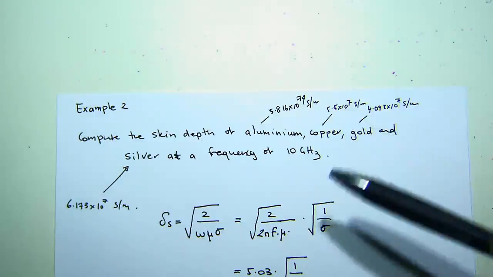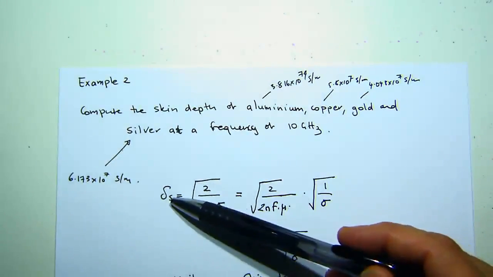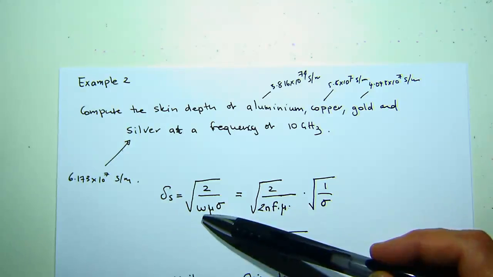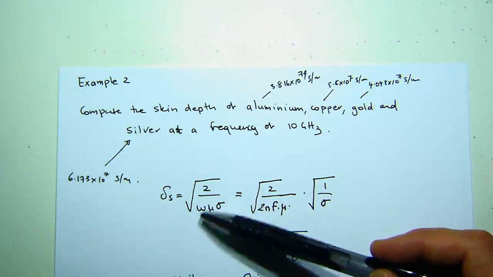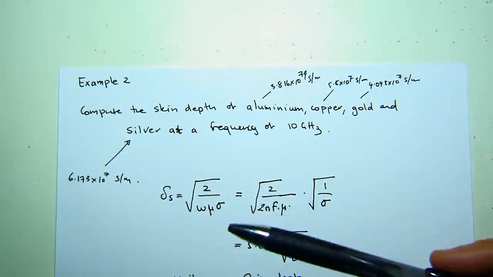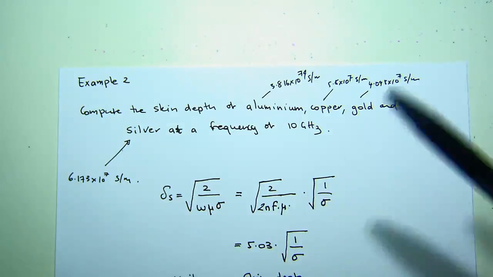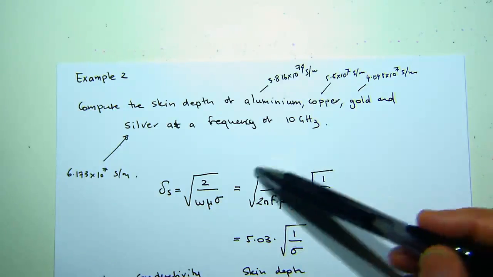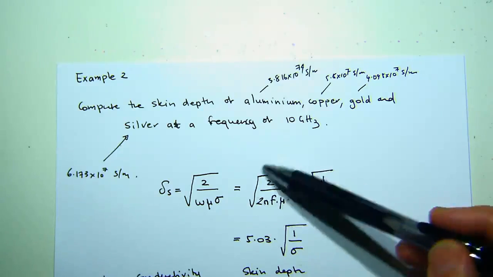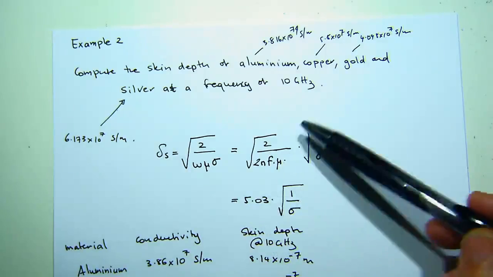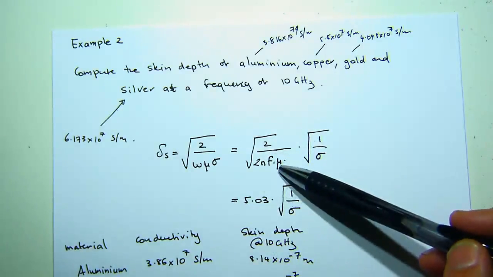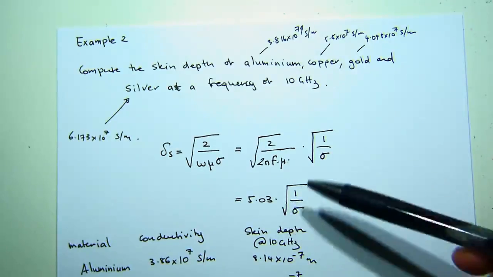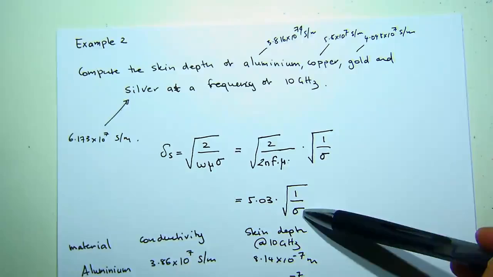Sorry for the messy slide. We know the relationship: the skin depth is the square root of 2 over omega mu sigma, where omega is 2 pi times the frequency. That's angular frequency. And with some trivial algebra we can rewrite this, calculating it for the particular frequency and for these non-magnetic materials, and that turns out to be 5.03 times the square root of 1 on the conductivity.